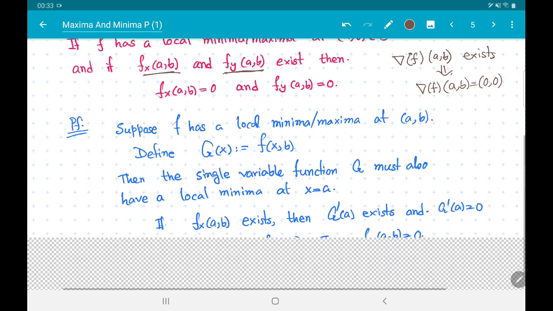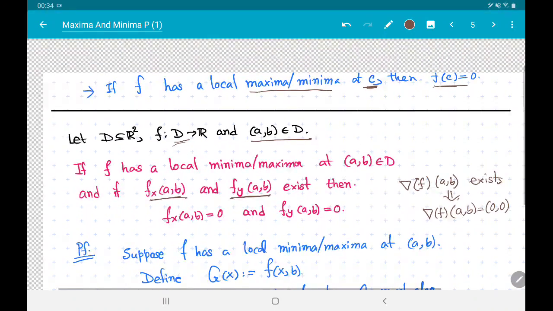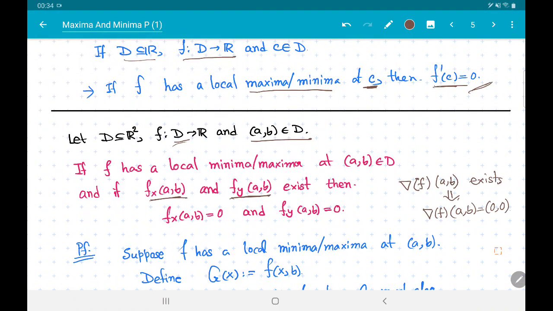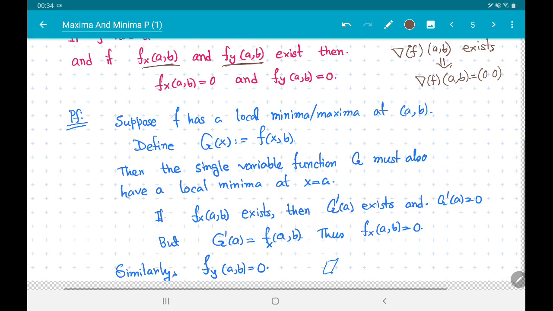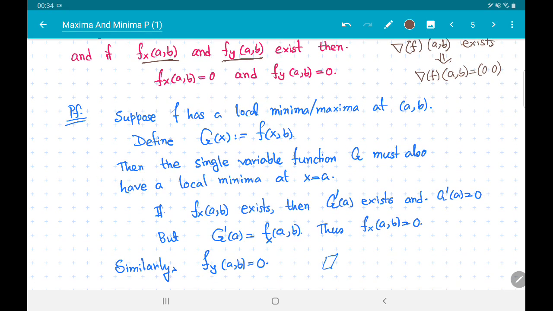So how do we prove it? If we know this result from one variable calculus, then the proof is really simple. So what we do is a very standard trick. So suppose that f has a local minima or a local maxima at the point (a, b). So we are going to look at what happens in the x direction and in the y direction separately, and this will give us the proof.